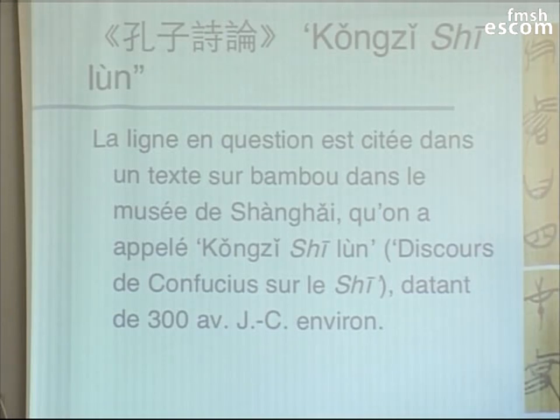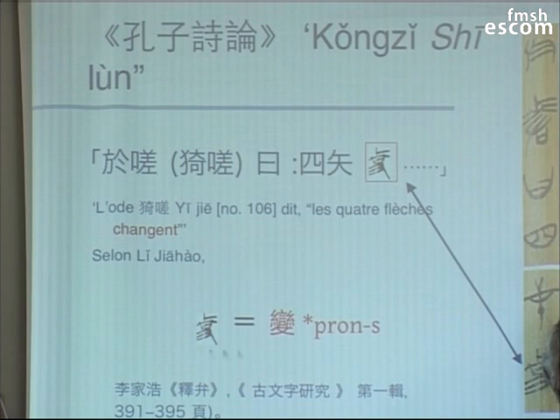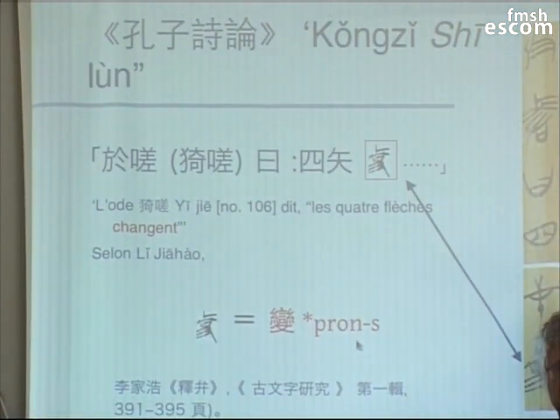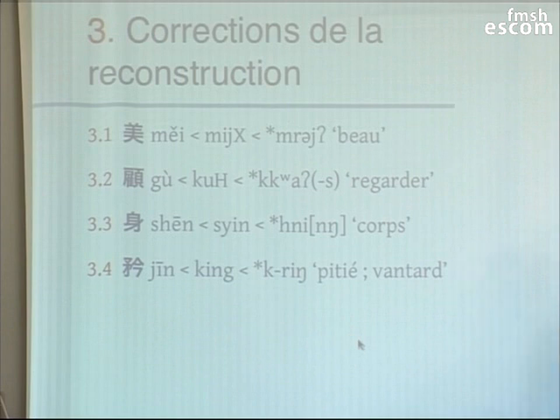Also, more recently, not only the Han Shi, but excerpts from the Shijing are found in this Shanghai Museum text, a bamboo text from around 300 BC or so. Kongzi Shi Lun, Confucius discusses the Shijing. And here's the line, si shi bian. Okay. Well, I wouldn't have known this, but Li Jiahao, a very fine paleographer, has established pretty much satisfactorily that this graph, which we find here, represents bian, to change. Okay. And so we have it confirmed not just from the Han Shi as quoted in the Jingdian Shuwen, but also the others.